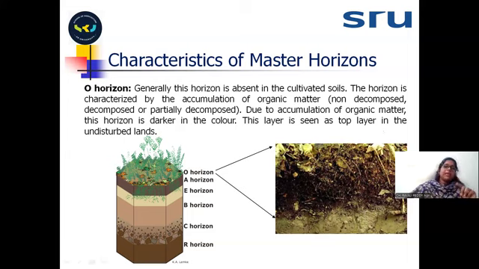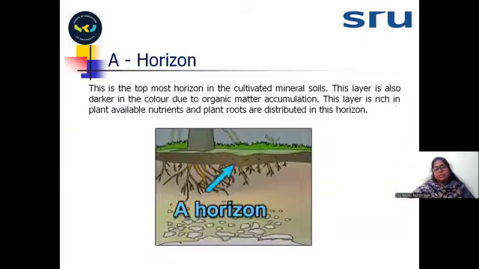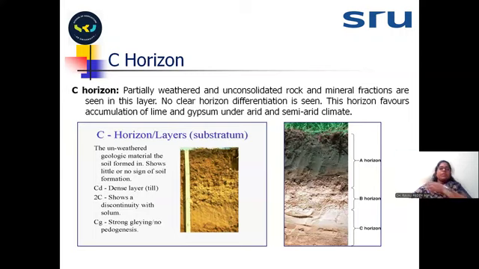3 points you should keep in mind. B horizon is also called as subsoil, zone of illuviation, and it is characterized by washing in of clay, organic matter, and sesquioxide. Then coming to C horizon.